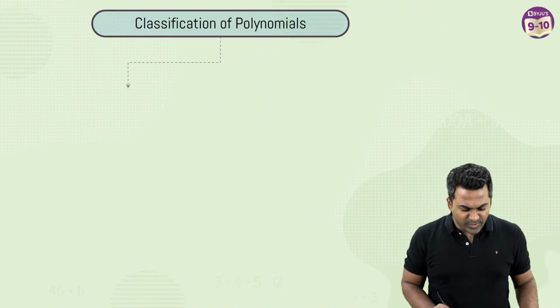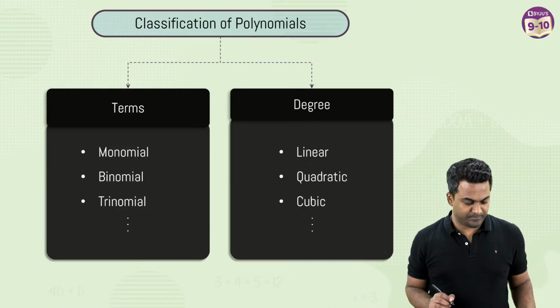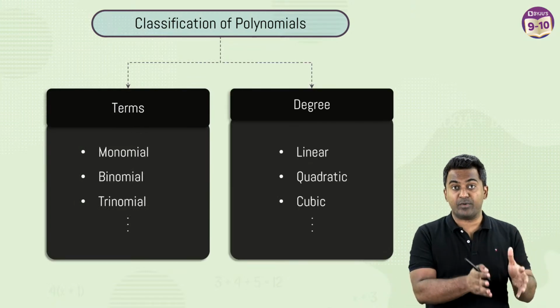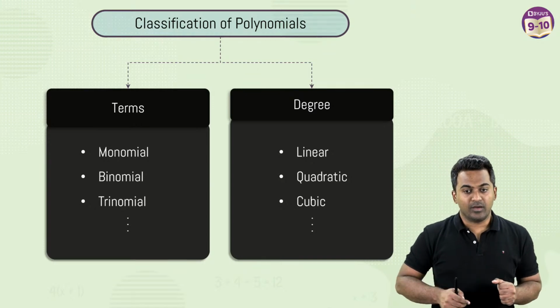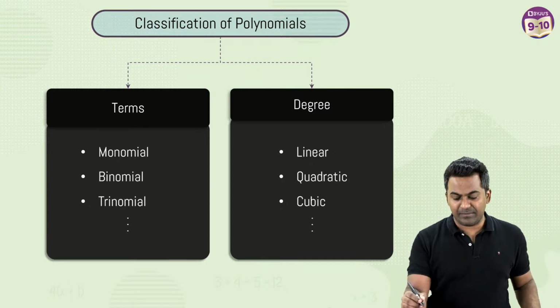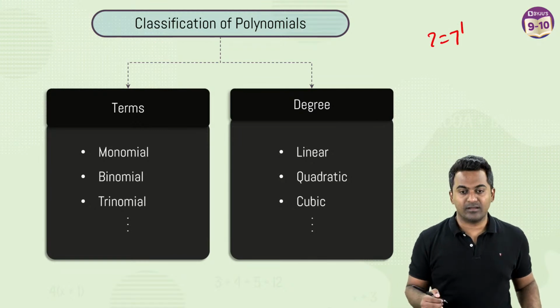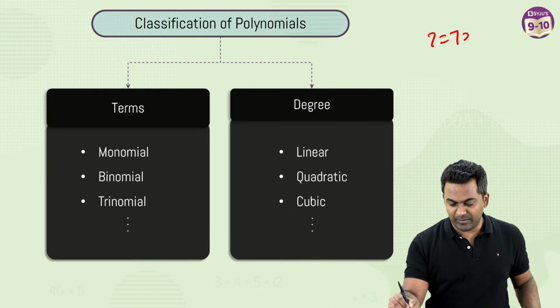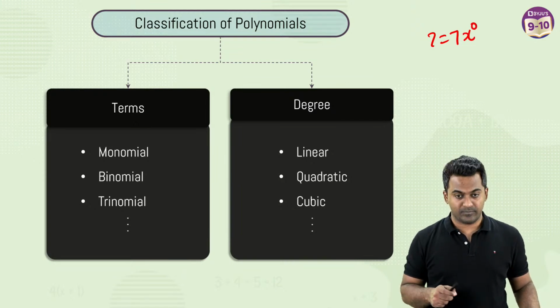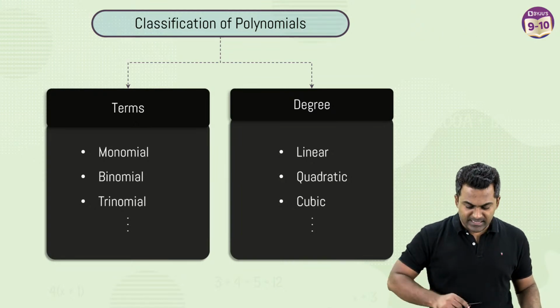Classifications. Now, there are two ways in which we can classify that, either in terms of the number of terms or in terms of degrees. Why is P of x equal to 7? Because 7 can be written like 7 power 1, right? That's a reason why. It can be written like 7 multiplied with x to the power 0 as well. Now let's focus on these.